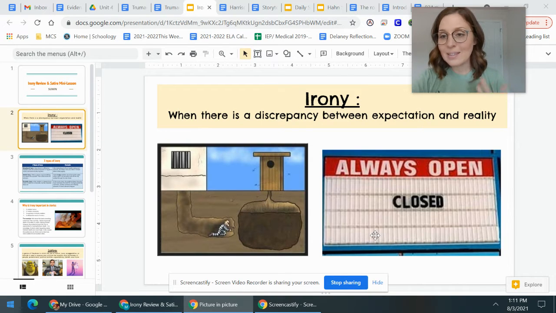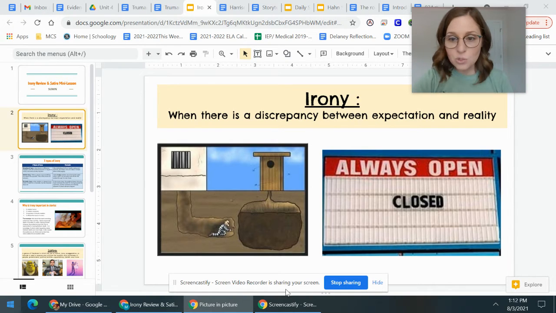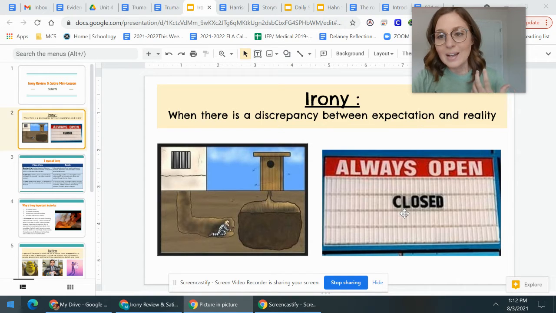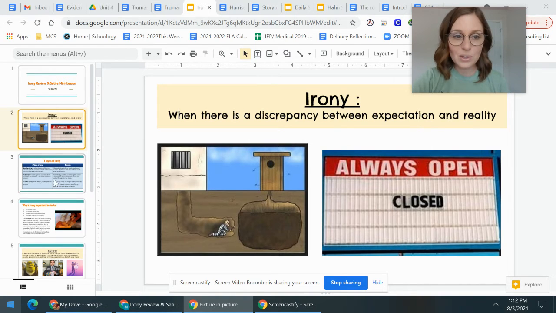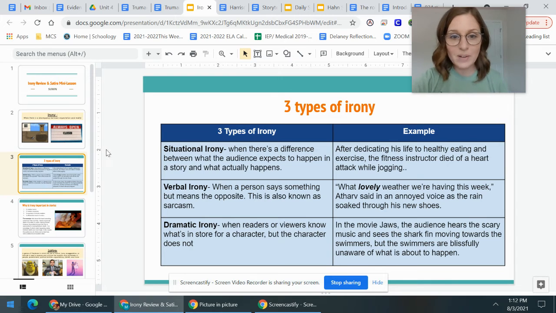On the right-hand side, this is also humorous. This is situational irony because when something posts "always open," we think of a 24-hour Walmart, for example, but then it says "closed." That's ironic because we expect something that is advertising itself as always being open to be open, but instead it is closed. So there are three types of irony.